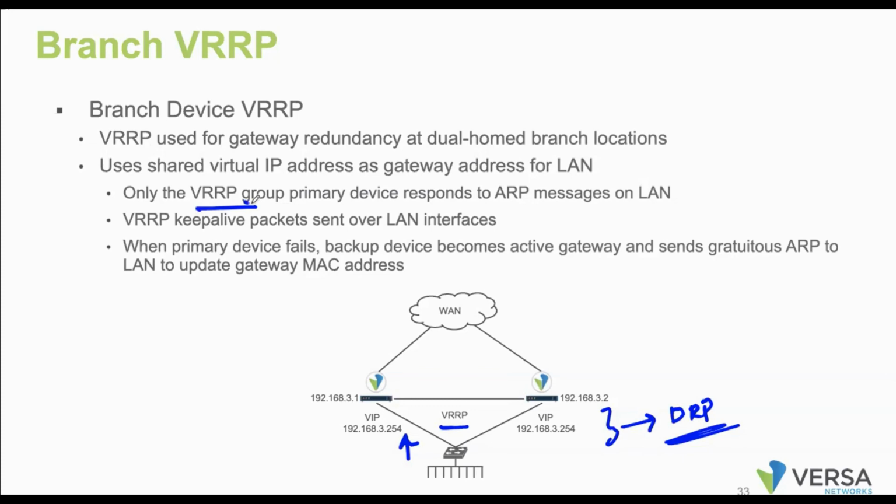The device which is acting as primary will respond to the ARP messages on the LAN. Over multicast IP addresses, they exchange the VRRP messages. If the primary goes down, the secondary will take over as primary and send gratuitous ARP messages to the connected LAN devices so that there is a shift in the virtual MAC address, and the switch will forward traffic from this device to the other device.